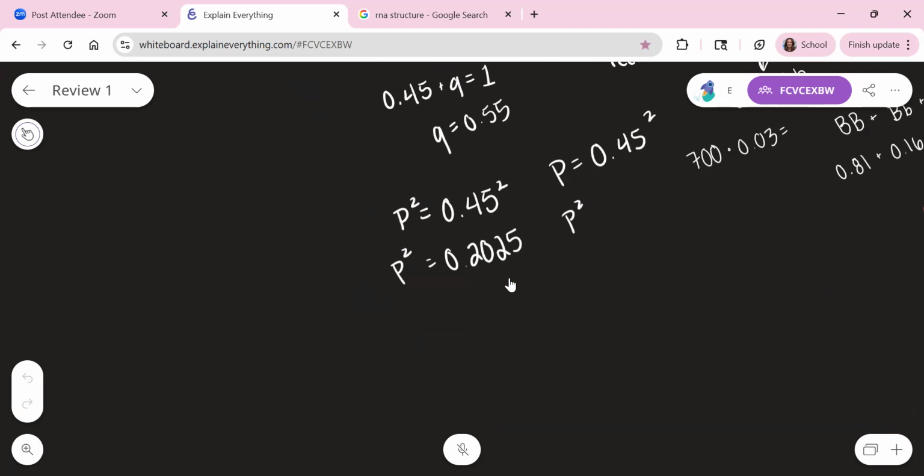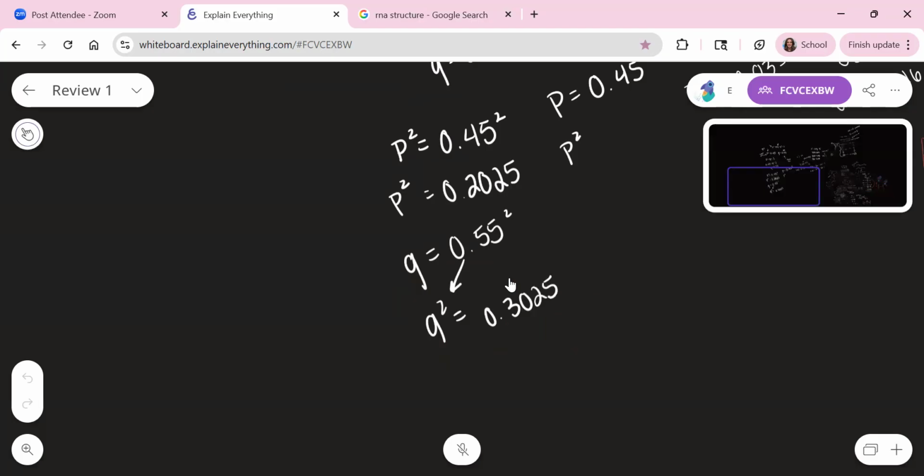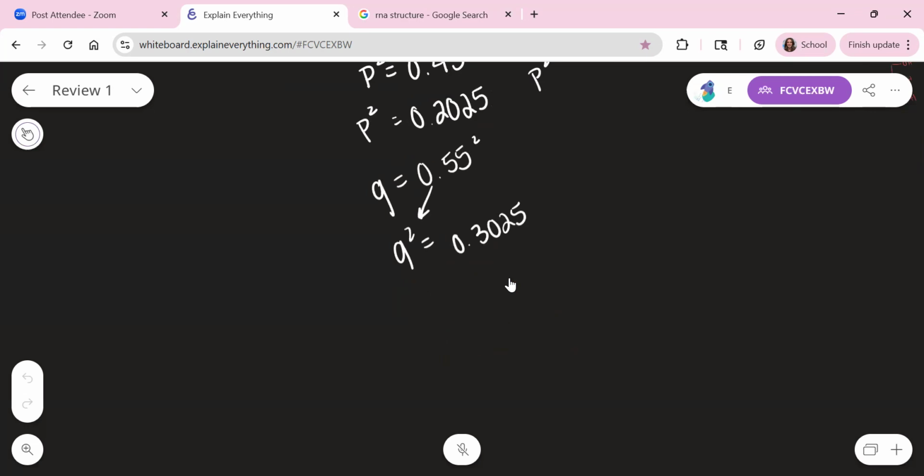And then now we also have Q, so what else can we find? You square it. Yeah. So Q equals 0.55, Q squared, so we're going to square this, is equal to 0.3025. So that is what Q squared is equal to.